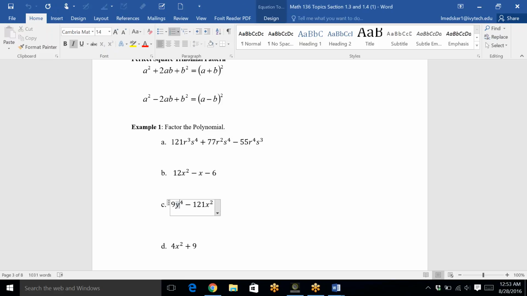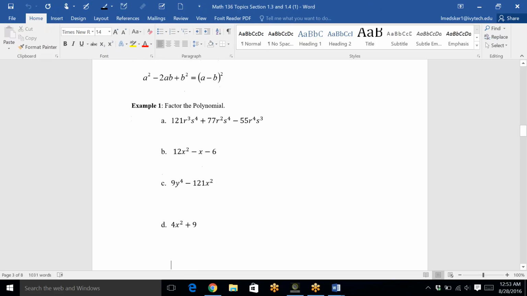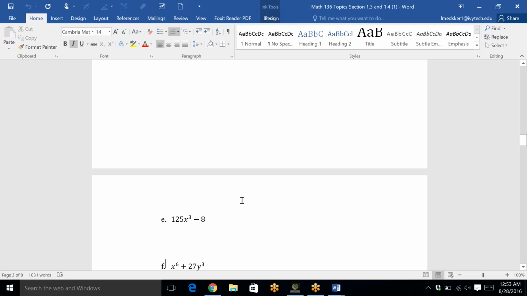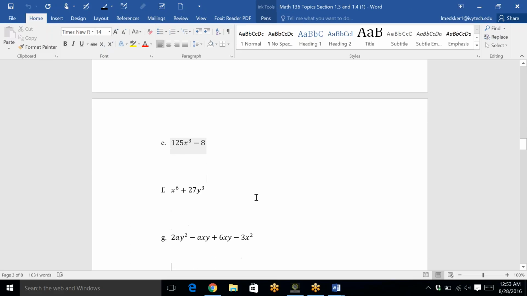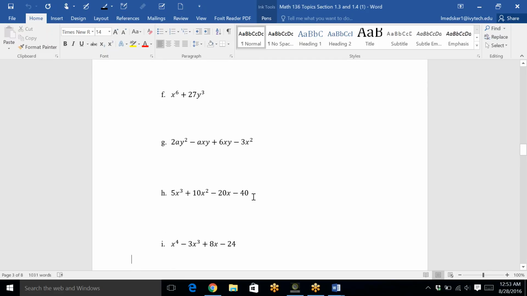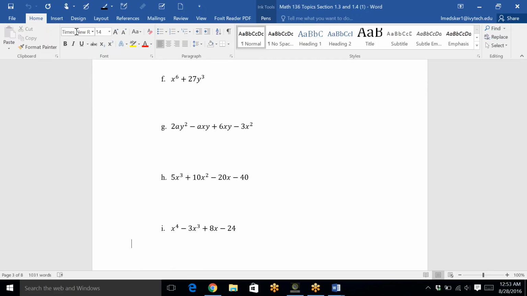So we did A, B, and C in class. We talked about how D is prime because it's perfect squares, but it's a plus sign in the middle. And we also did E in class. So that leaves us with a few extra examples I wanted to work through, just to drive home the concepts. Notice in this first one, F, this is a binomial. It does not have a GCF, different variables.